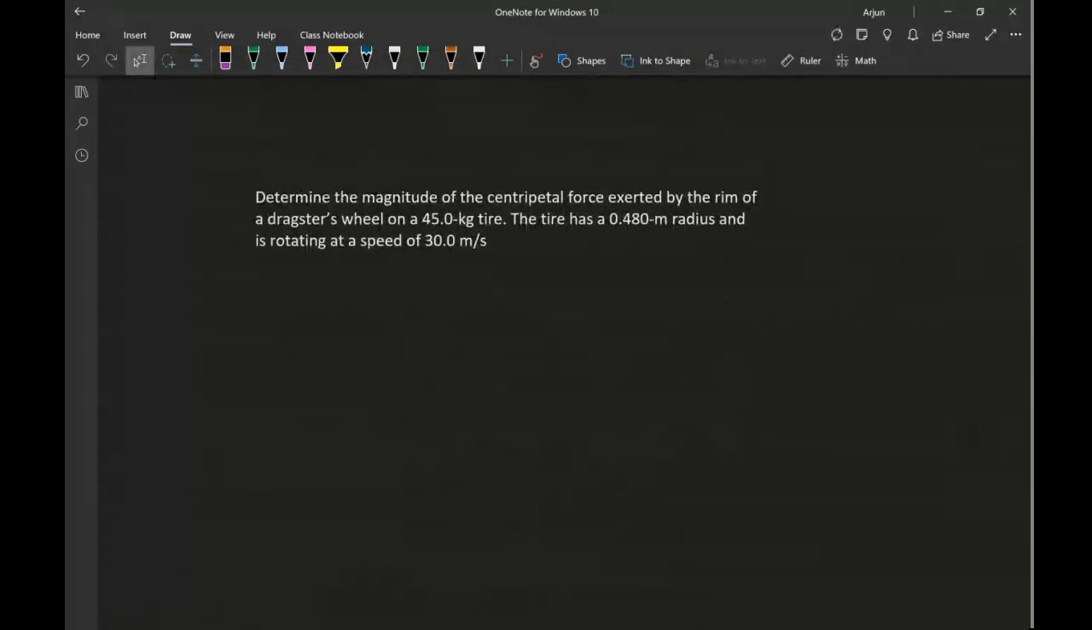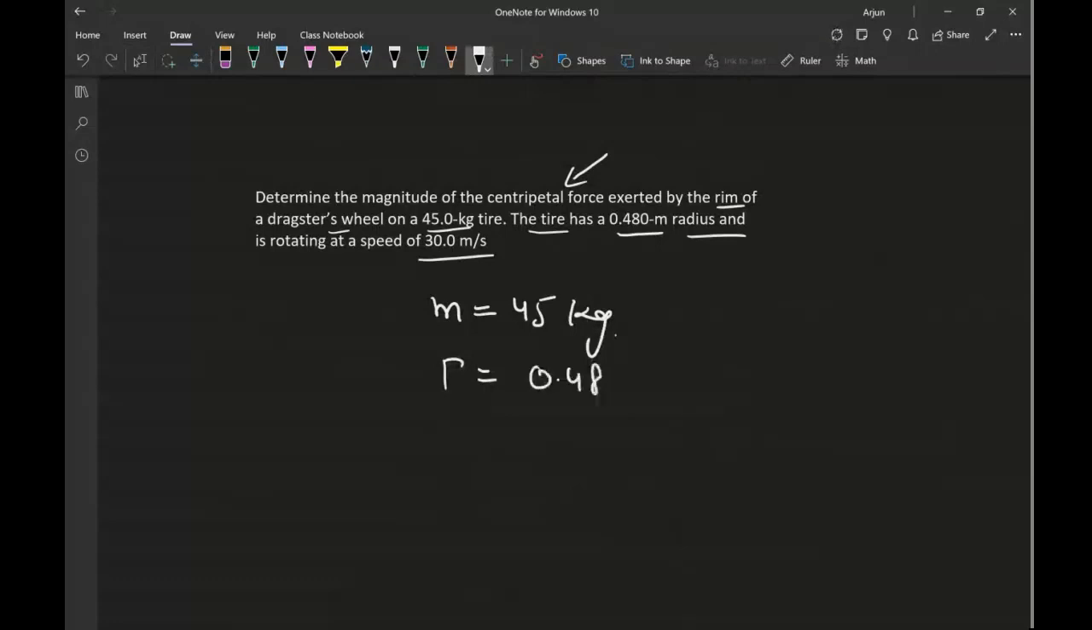Find the magnitude of the centripetal force exerted by the rim of the dragster wheel, which is a 45 kg tire, and the tire has a 0.480 meter radius and is rotating at a speed of 30 meters per second. So the mass is equal to 45 kg, the radius is equal to 0.480, and the rotating speed of the wheel, the v value, is 30 meters per second. I wanted to find out the centripetal force.